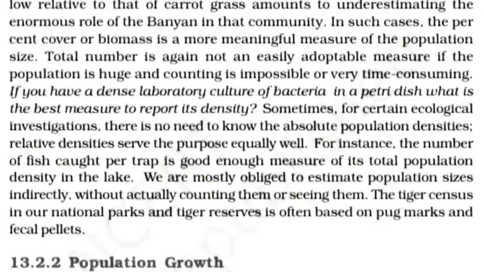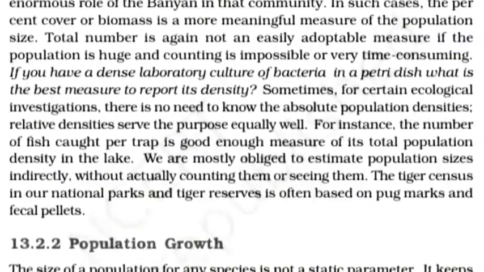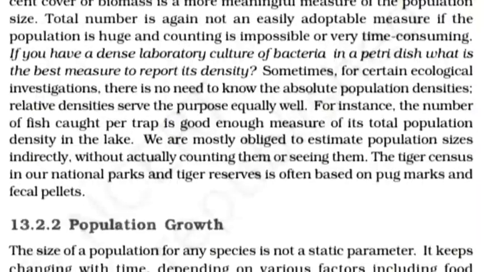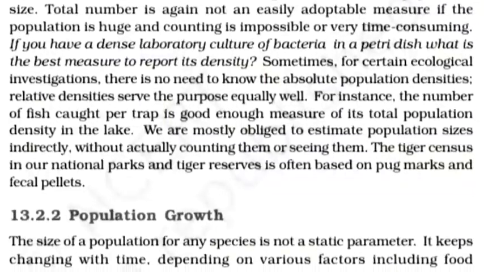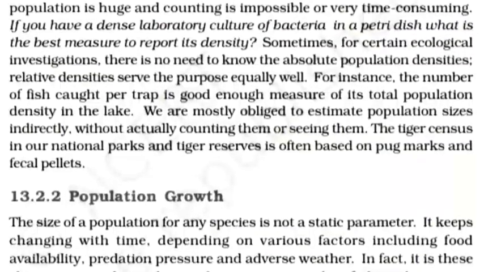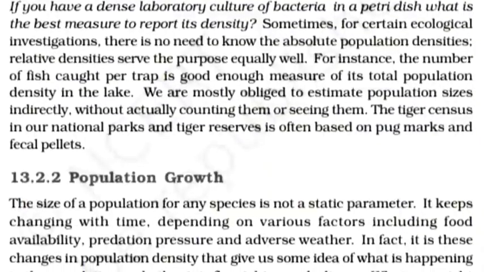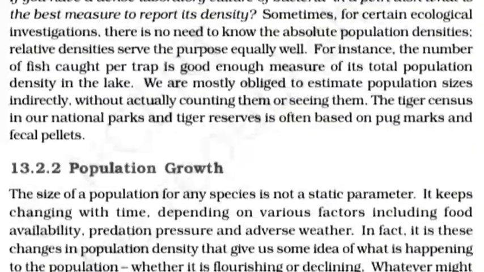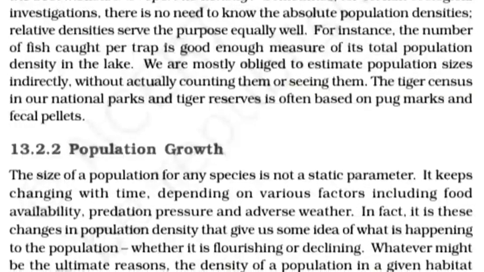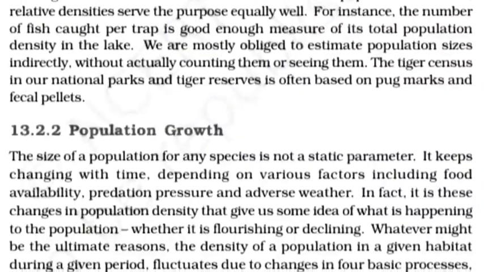Total number is again not an easily adaptable measure if the population is huge and counting is impossible or very time consuming. If you have a dense laboratory culture of bacteria in a petri dish, what is the best measure to report its density? Sometimes for certain ecological investigations, there is no need to know the absolute population densities. Relative density serves the purpose equally well. For instance, the number of fishes caught per trap is a good enough measure of its total population density in the lake. We are mostly obliged to estimate the population size indirectly without actually counting them or seeing them.